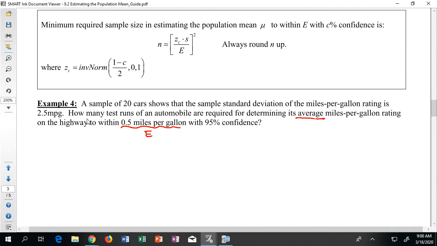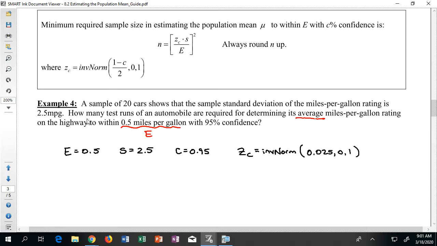Okay, so I'm going to write down all the information that I already have here. I have an error of 0.5. Notice I'm told at the beginning of the problem that there's a sample standard deviation of 2.5. I have a level of confidence of 0.95. And so my ZC, according to what I have up in the box above, can be found with an inverse normal of 1 minus 0.95, all chopped in half. So 1 minus 0.95 is 5%, and 5% chopped in half is 2.5%.